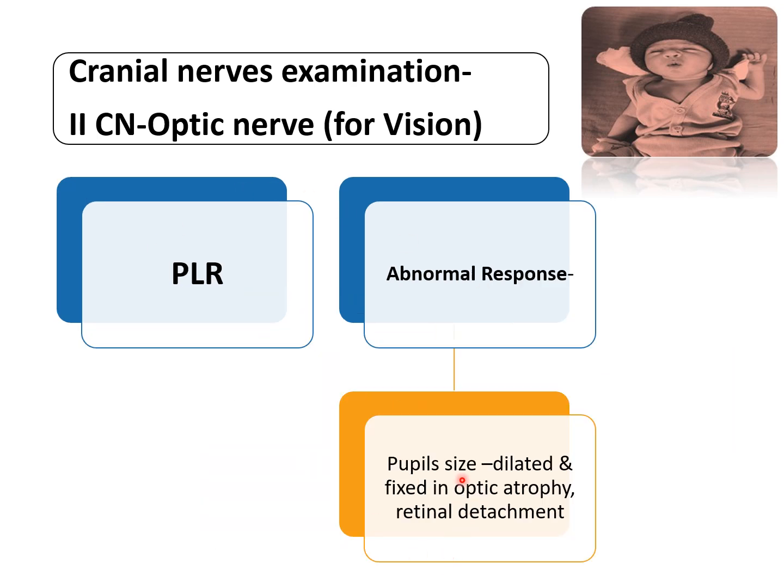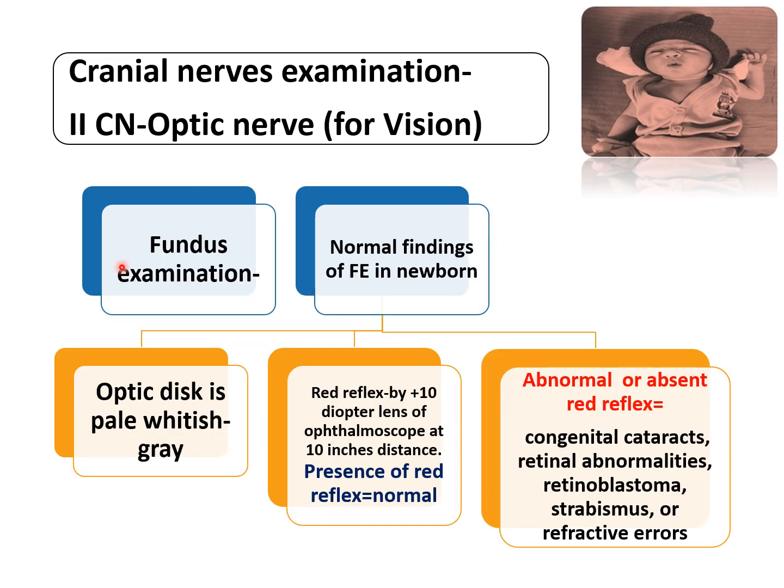If the pupil is dilated and fixed when you are shining the light, that means the baby is having either optic atrophy or retinal detachment. Then we have to perform the fundal examination. In fundus examination, the normal finding will be the optic disc is pale whitish gray in color. Red reflex is checked by +10 diopter lens of the ophthalmoscope at 10-inch distance. Presence of red reflex is normal.